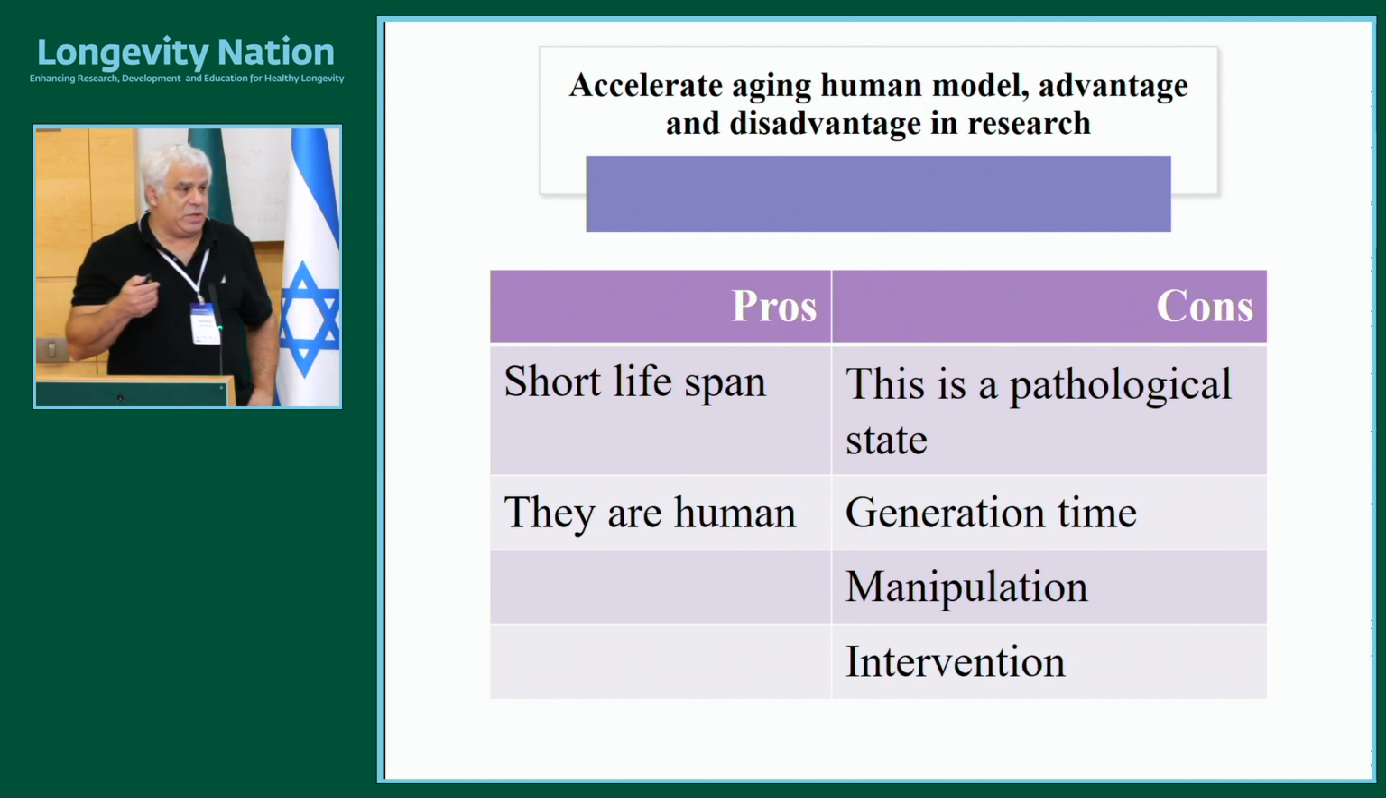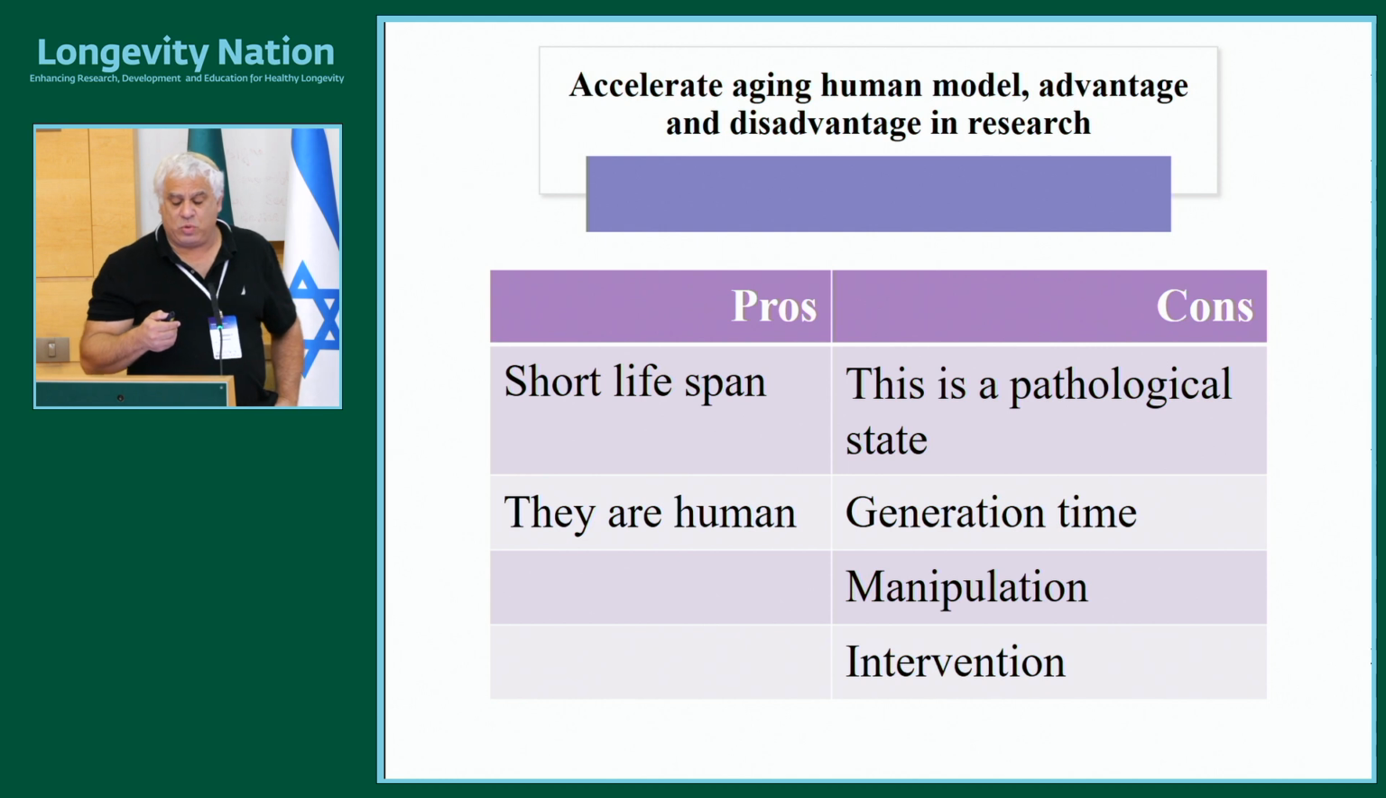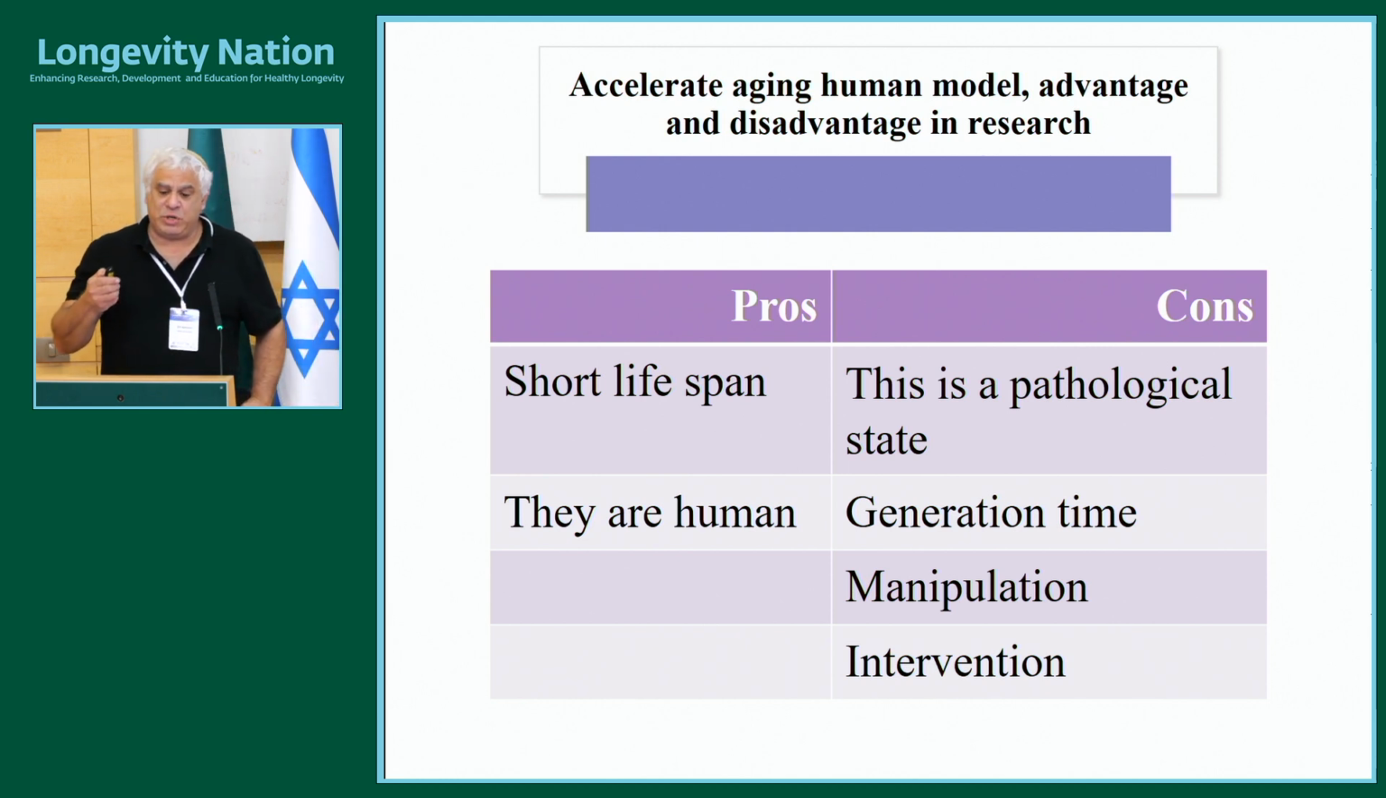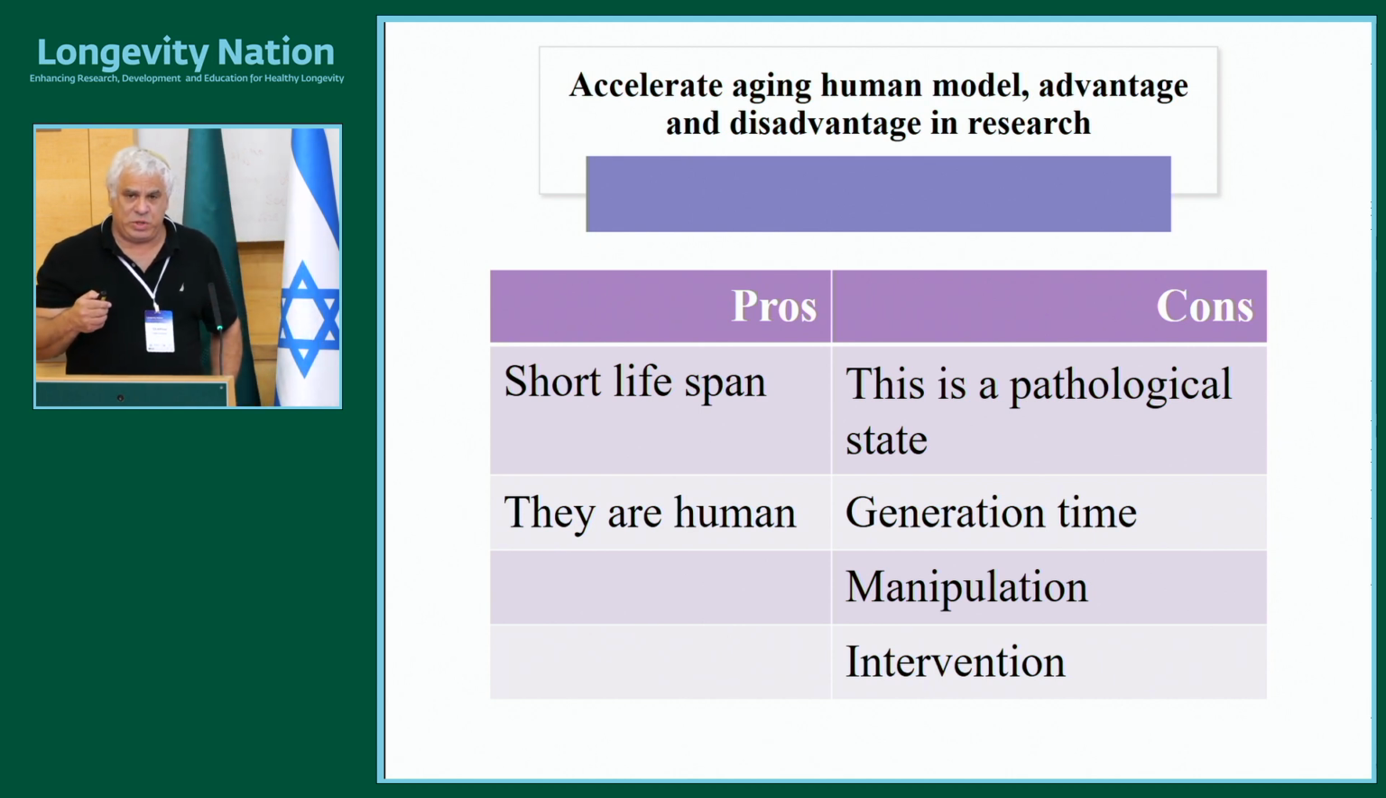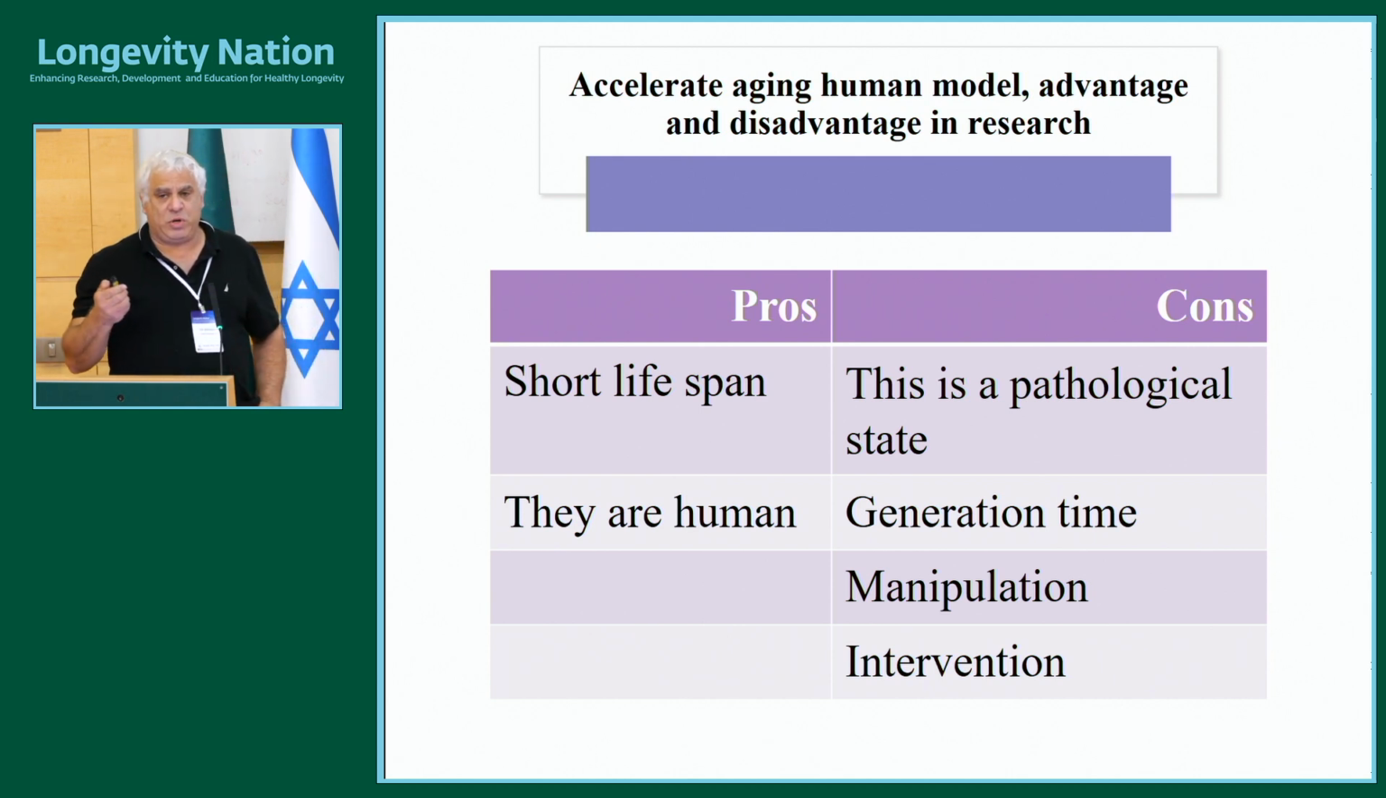The generation time is okay because they live short. Manipulation, somewhat we can do, and some intervention we can do. However, remember, those are humans, so we are limited in the way we can interact with these people. But the good sign in the process, I call it, is that they are human, so the translation is easier.